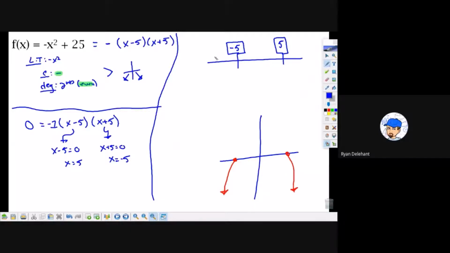To the left of negative 5, let's use negative 7. In between negative 5 and 5, I want to use a 0 again because that's easy. If I can use 0, I will. To the right, let's use 6 this time. As long as it's more than 5, it doesn't matter. So we're going to plug these into our equation to figure out the sign in each of them.